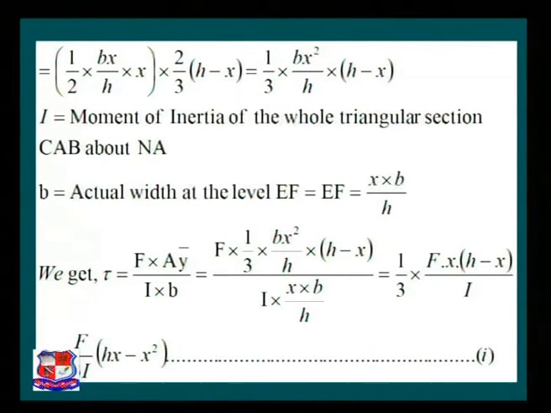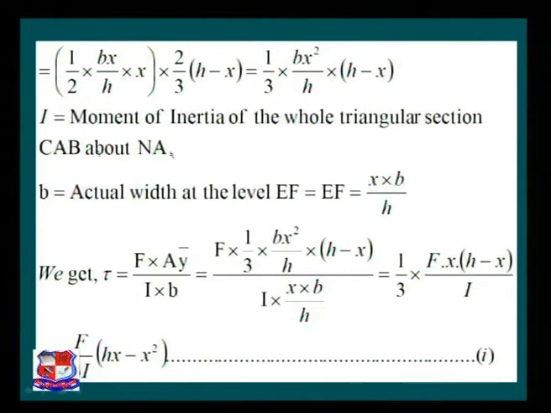F is nothing but F, I is also I. Only we have to replace the value of A y bar as 1/3 of b x square by h, bracket h minus x, divided by b, that is xb by h. By simplifying this, we get tau is equal to F by 3I bracket hx minus x square. Please refer to and note this as equation number 1.